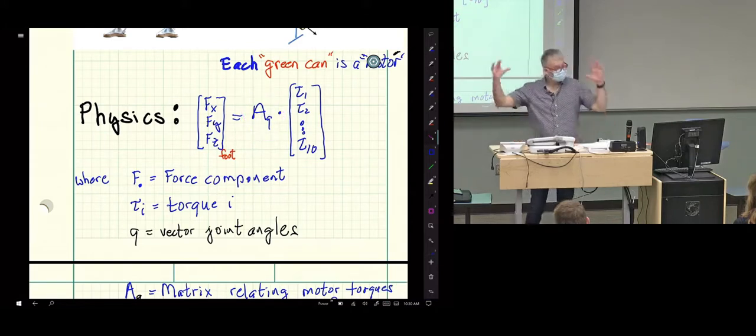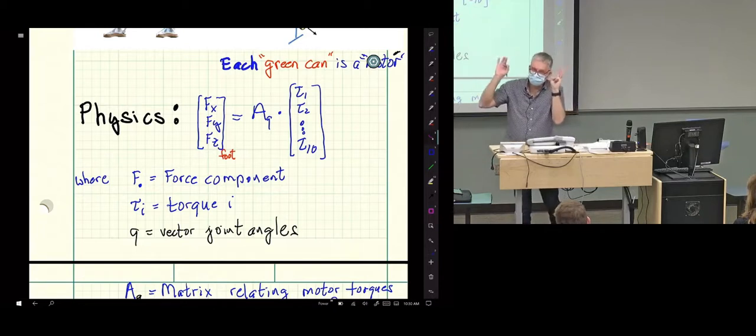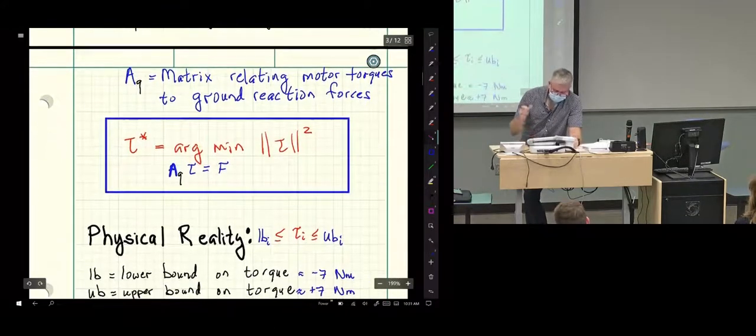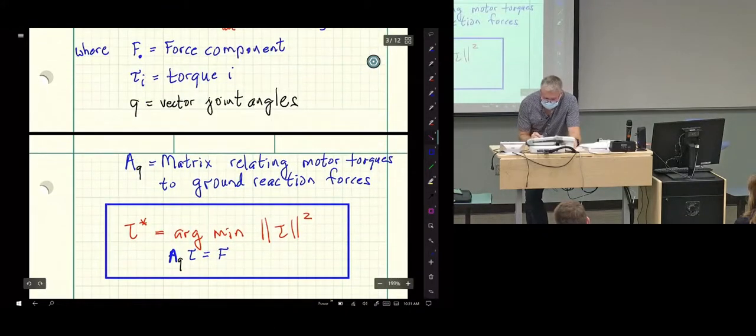Okay, so there's 10 torques to generate 3 forces. You get it? It's under-constrained. There's not a unique relationship between motor torques and forces on the ground. So what do we do? We choose the torque of smallest value. I just stack them up as a vector such that I meet the ground reaction forces I want to drive the robot forward, okay? Make sense?